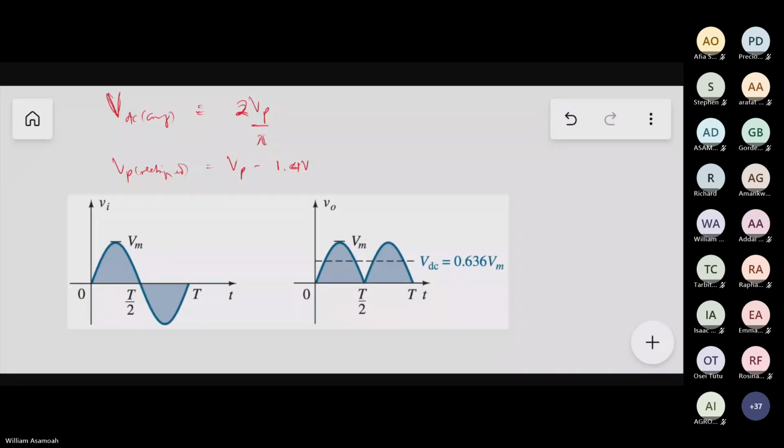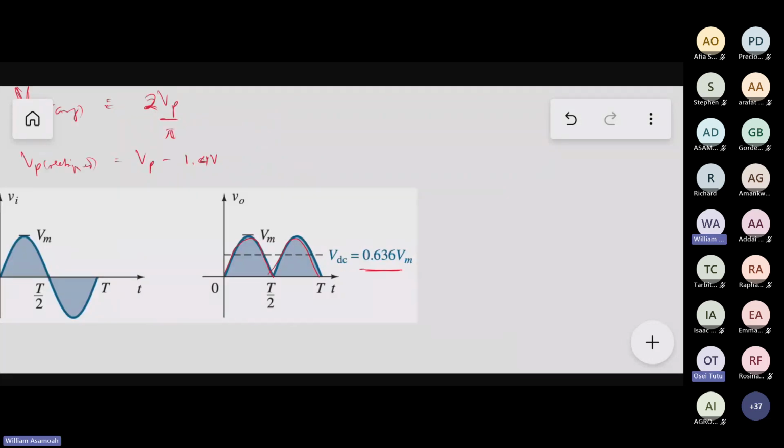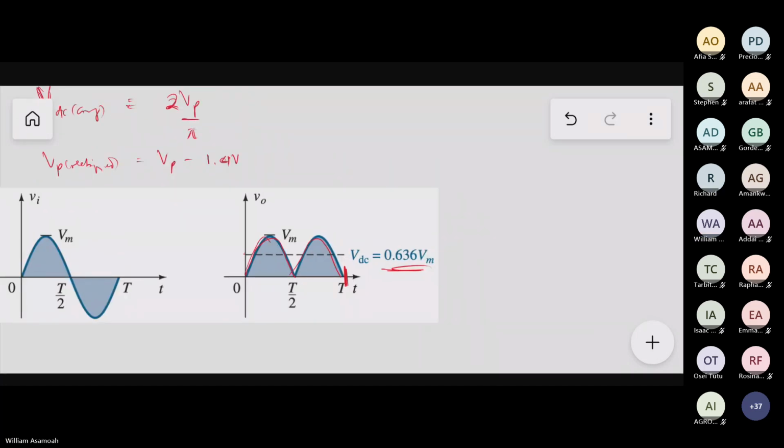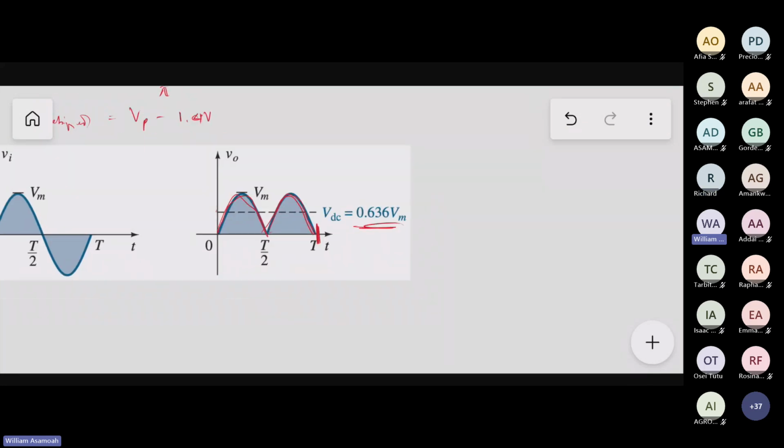So this will be the output. You have both of them there. And the VDC is going to be this. Please, do we understand? Yes, sir. Now that means, what will be the frequency of this wave? Because this is a full cycle, 100 hertz. So that means it's having more ripples.